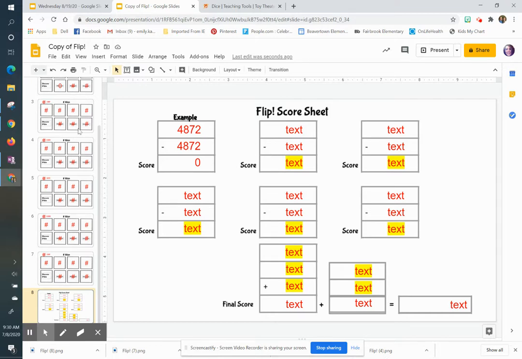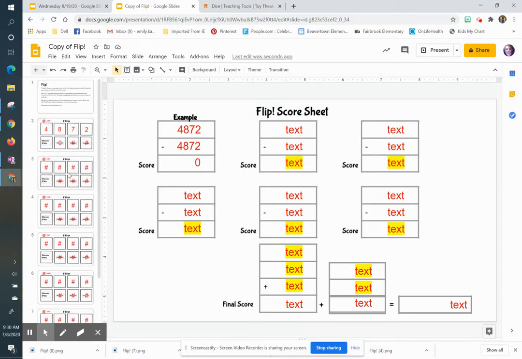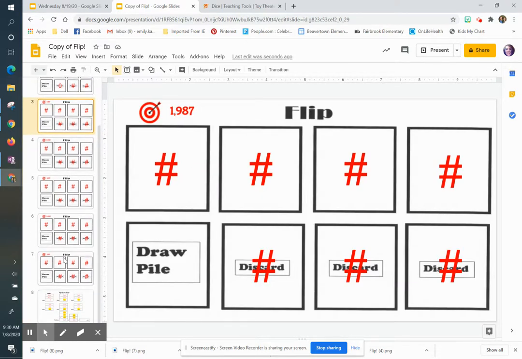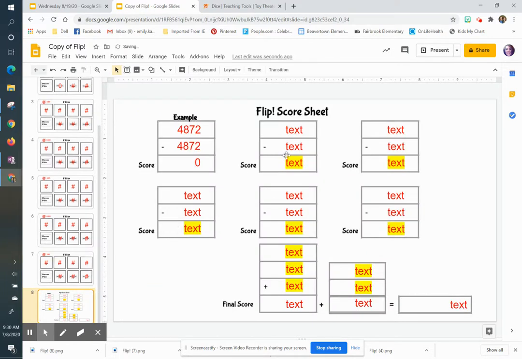So you're going to play 5 rounds. I have five more target numbers for you on slides 3 through 7. And on slide 8, you're going to keep score. At the end of your 5 rounds, so 1, 2, 3, 4, 5, you're going to take those 5 scores, you're going to add them up to get your final score. You want the smallest number possible.